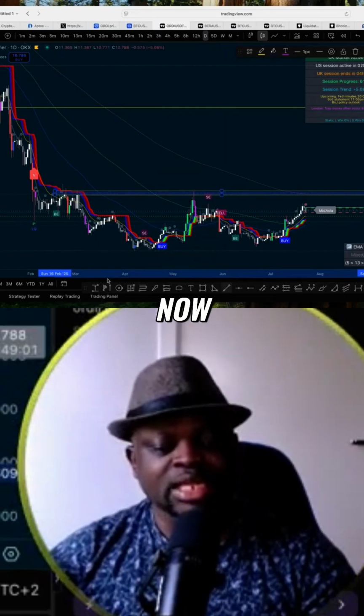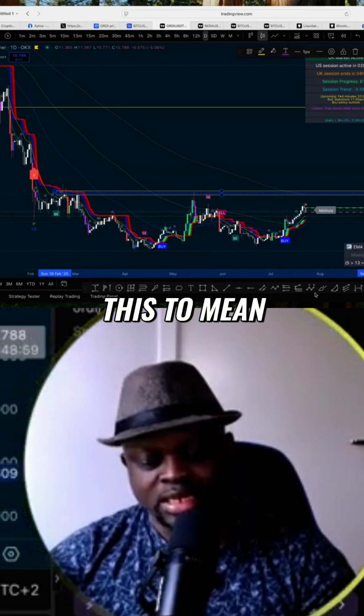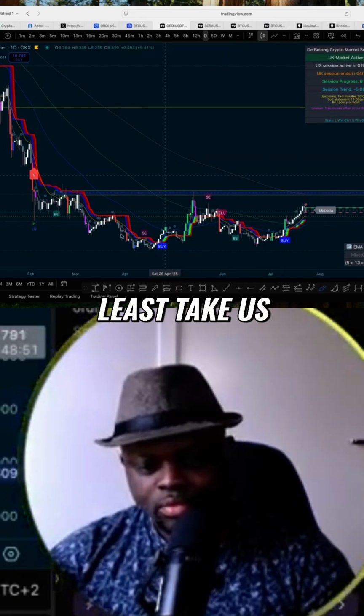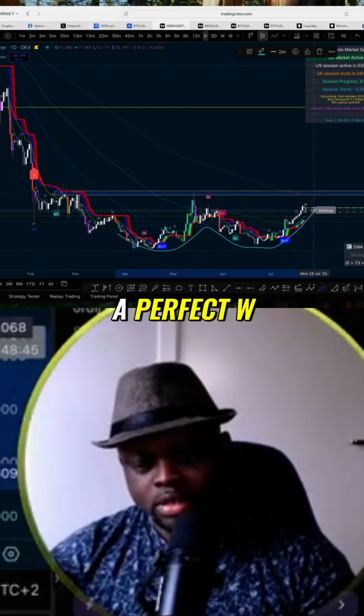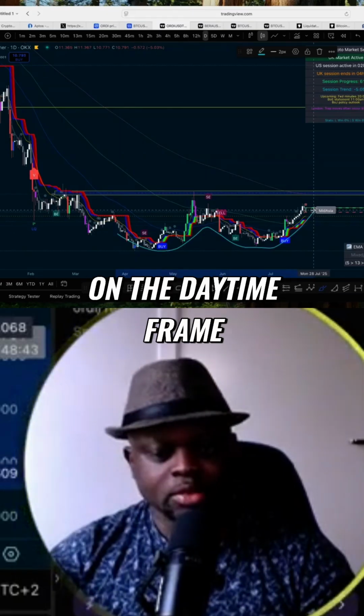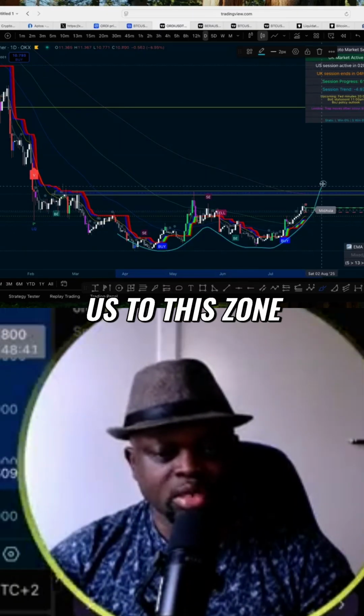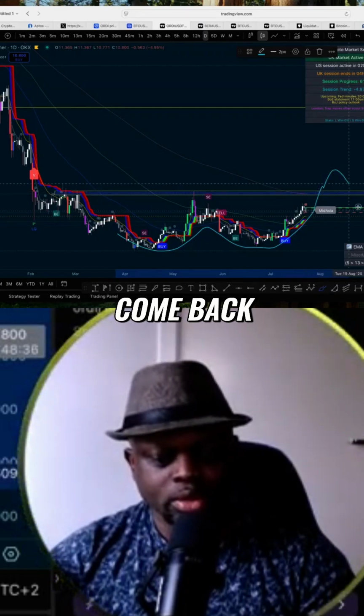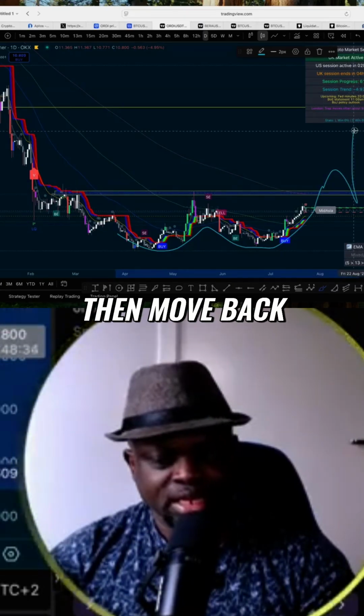And then after they must have taken them out, they will now start building contracts to take price to the upside. Now, I'm looking at this, they have formed some sort of W. This should at least take us to the upside. This should be a perfect W on the daily time frame that should take us to this zone. If possible, break it, come back, at least retest, then move back to the upside.